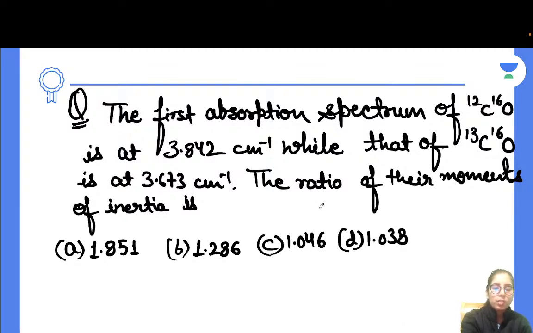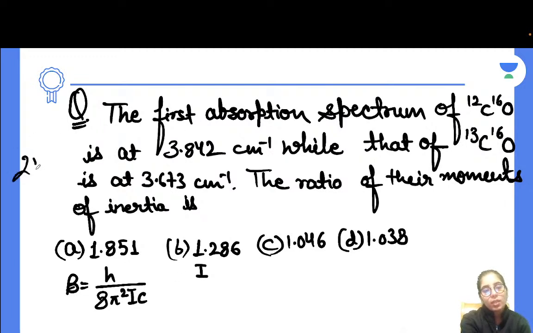So what we have to do next? B is equal to h upon 8 pi square I c. Now, in this case, there are two cases: one will have 2B1, another 2B2. Even if I take the ratio of 2B1 upon 2B2 or 2B2 upon 2B1, I'm getting it equal to B2 upon B1 itself. So even if I'm not going to divide by 2 and I directly put it, my answer will not change.